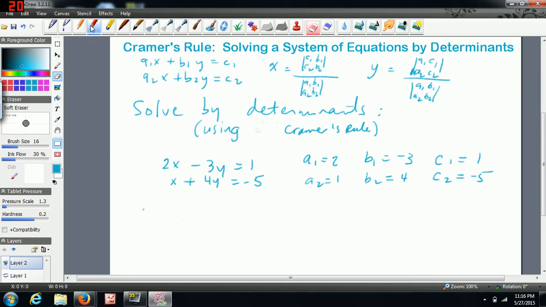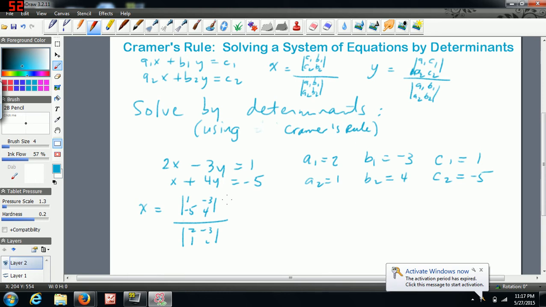So if I want to go ahead and solve for x, that's going to be the determinant of C1, C2, so 1, -5, B1, B2, so -3, 4, and then on the bottom is going to be A1, A2, so 2, 1, B1, B2, so -3, 4.